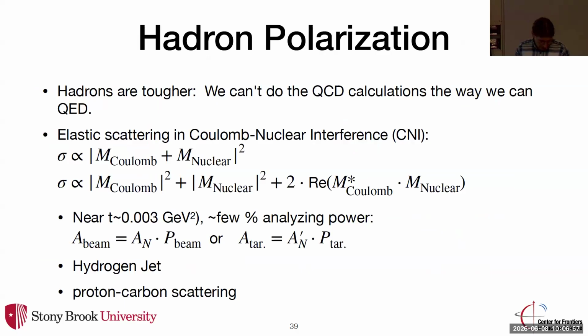Okay. I think I might play that game one more time with you where I ask you to build a detector. Hadrons are tougher. The challenge is that for the electrons, we can actually compute these asymmetries. But when we try to do it for the hadrons, we have to go into QCD, and that just is not going to help us.